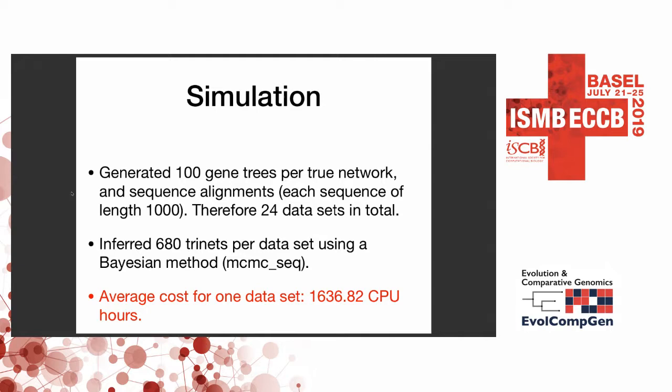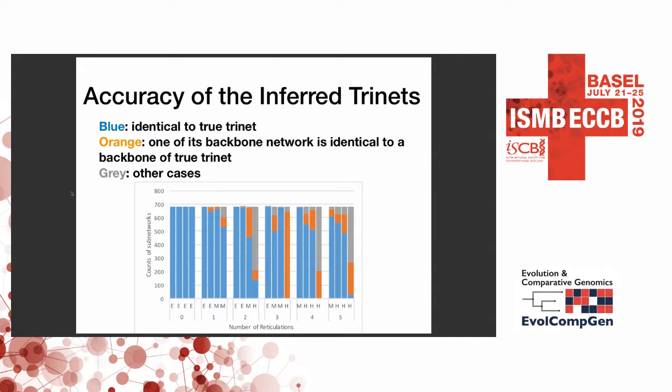So here, this is the accuracy of the inferred trinets themselves. What I'm showing here, if you look at the blue, is good. We are getting the trinet correctly. Orange is that we are not getting it correctly, but almost correctly, again, without getting into the details. Gray is that when we get a trinet that's almost completely wrong.